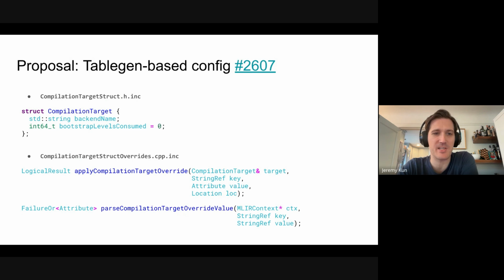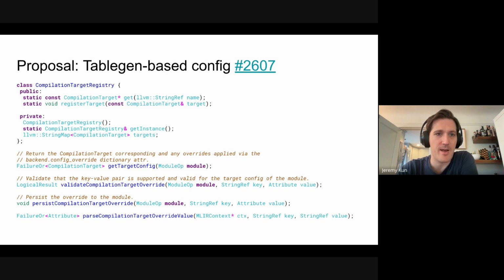That key that you're passing corresponds to a struct field, and then it will also give you a parser. I will say in a minute, but the overrides can be persisted as module attributes, and it will give you a way to parse those module attributes in a way that also has the same validation. It says only the allowed keys from the compilation target struct are things that you can override. So then this is now just C++ code that I wrote.